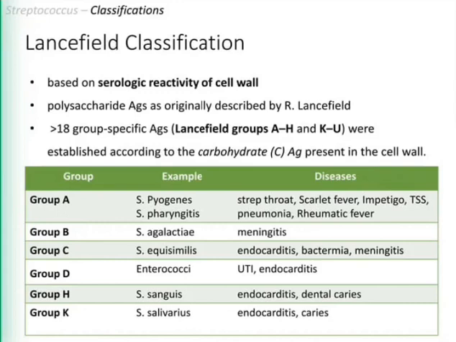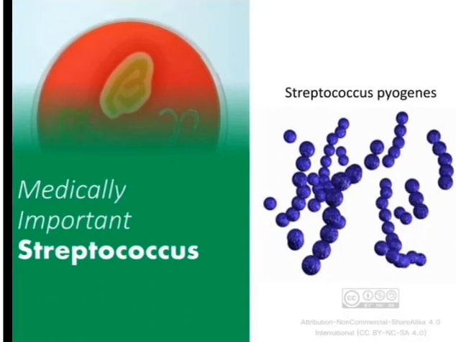Group A, pyogenes: pharyngitis, which affects diseases like strep throat, scarlet fever, impetigo, pneumonia and rheumatic fever. Group B, agalactiae, which affects meningitis. Group C, equisimilis, causes endocarditis, bacteremia and meningitis. Group D, enterococci: UTI, endocarditis. Group H, sanguis: endocarditis and dental caries. Group K: endocarditis and caries.